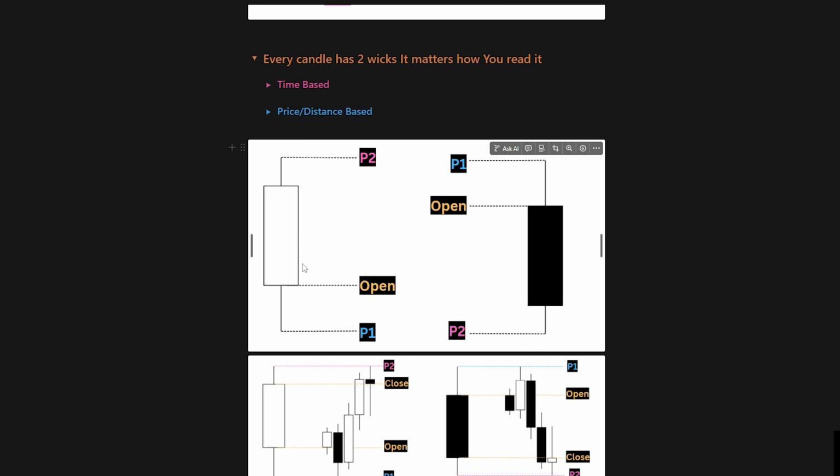So yeah, here's the idea. Open, P1, P2. It's a bullish candle, and the nearest one is P1 and the furthest one is P2. And for a bearish candle, open, high, the nearest wick is P1 and P2, if we go time-wise.